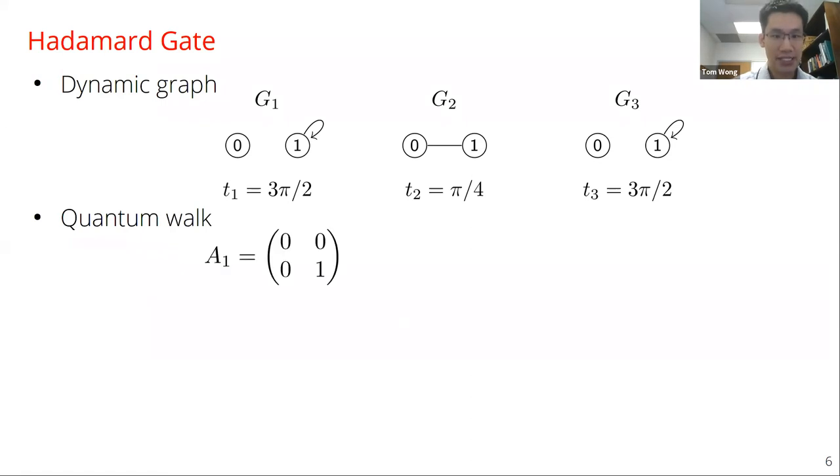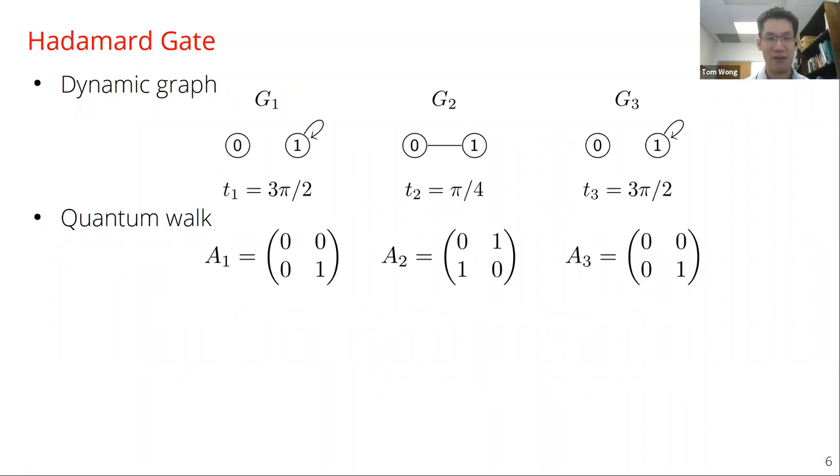We need the adjacency matrix of each of these graphs because we're going to walk with the adjacency matrix. So the Hamiltonian is equal to the adjacency matrix divided by the norm of the adjacency matrix. In this case, all of these norms are one, so it doesn't do anything here. But for more complicated graphs, it can come up. So start with a single qubit that's a superposition of 0 and 1. And let's go ahead and walk on the first graph for time 3π/2.